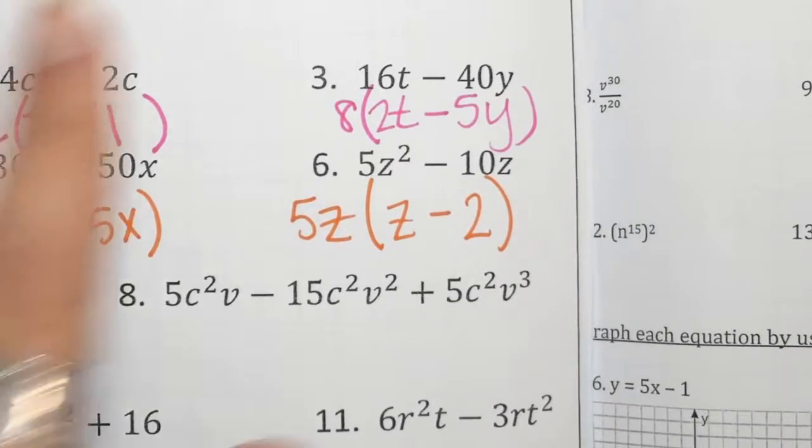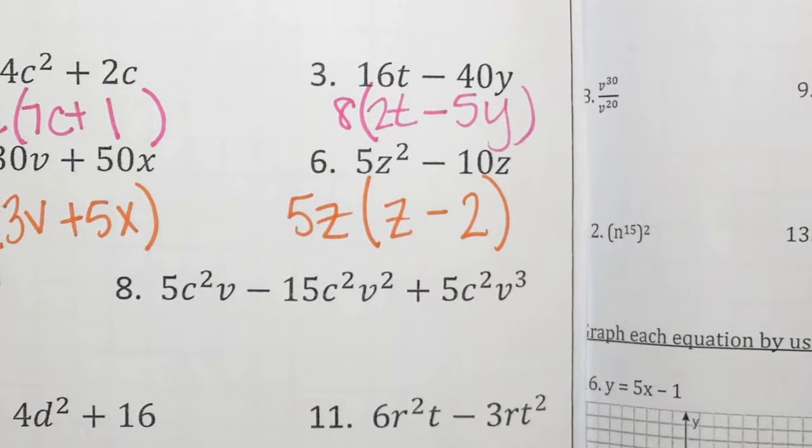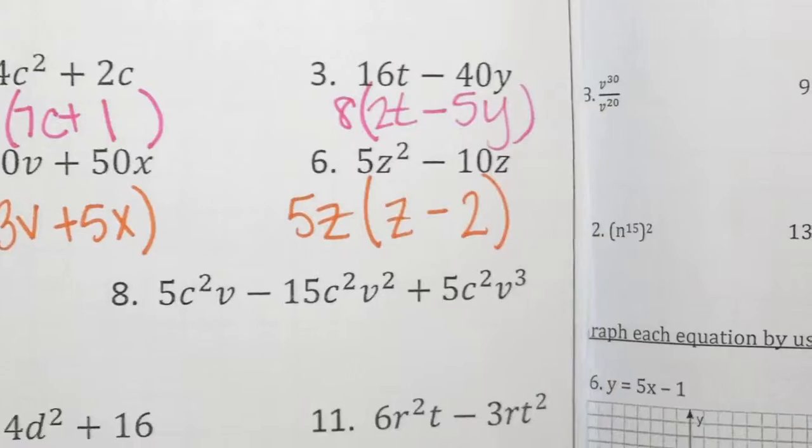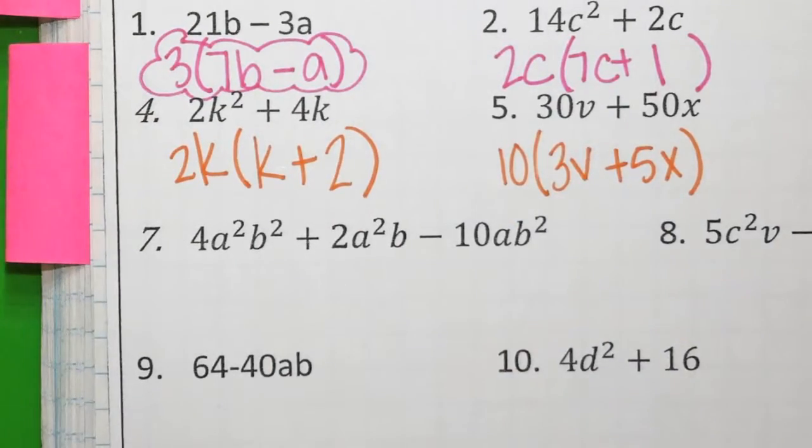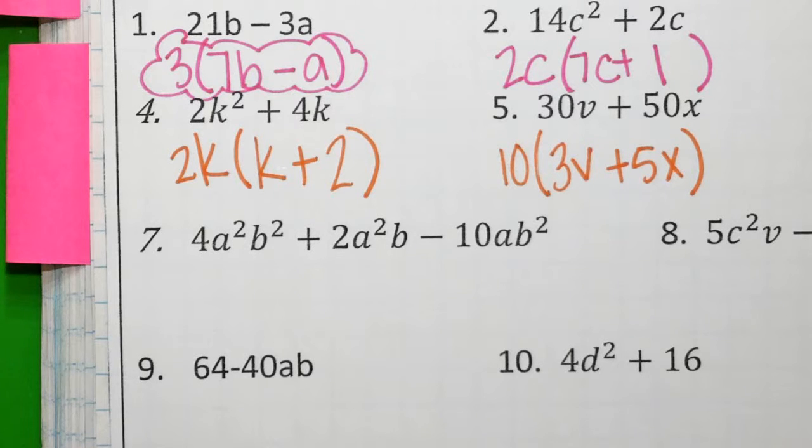Alright. Any questions on those? Think we're ready to do number 7? Alright, what is the difference with number 7 and the ones we did yesterday? It has multiple exponents and it has 3. It's got all kinds of stuff, right?